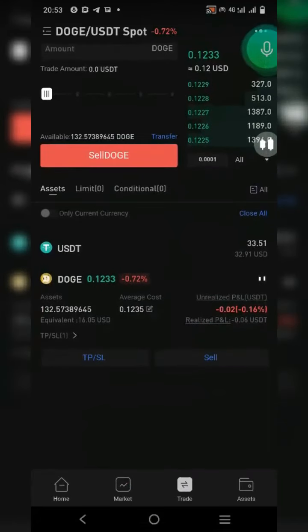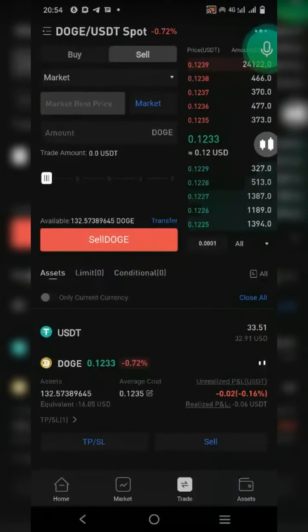You can see some data here will change. My realized P&L is minus 0.06 because I decided to sell the Dogecoin I bought off, and I'm having a loss of minus 0.06. So this will help you see details and tell you how well you're doing on your trading. All these details here are very important when you're trading.